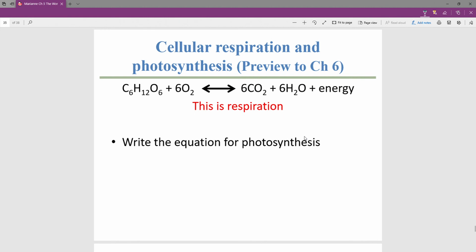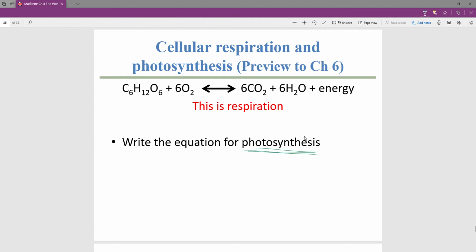There's a little bit of a preview here in the last few minutes about chapter 6, so I'm just going to go through it. I have talked a little bit about respiration and photosynthesis. We are not covering chapter 7. After we're done with chapter 6, we move on to chapter 8, because we don't have photosynthesis in human bodies.